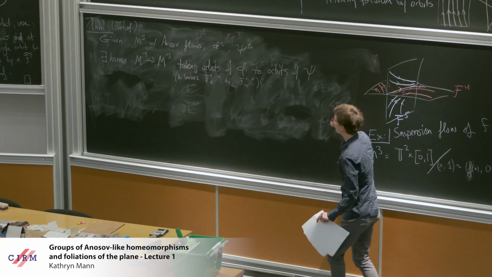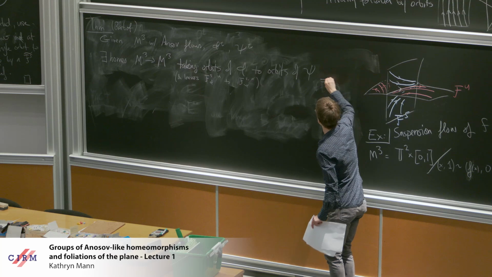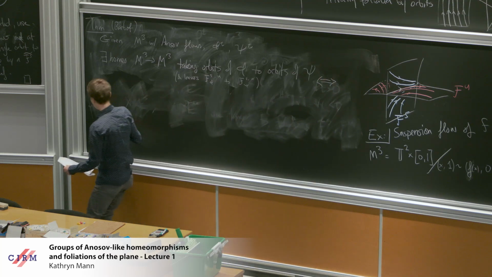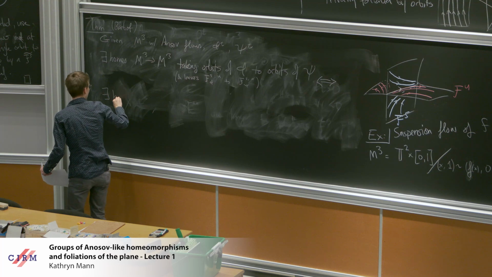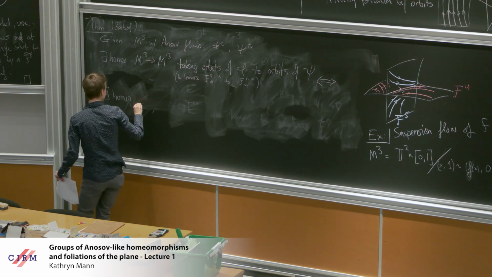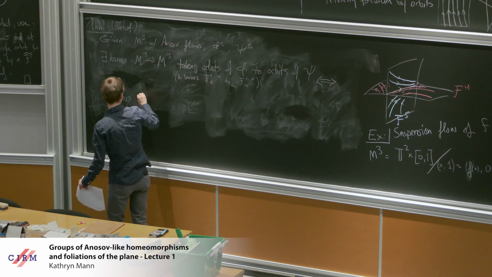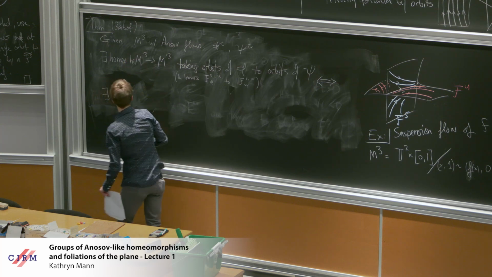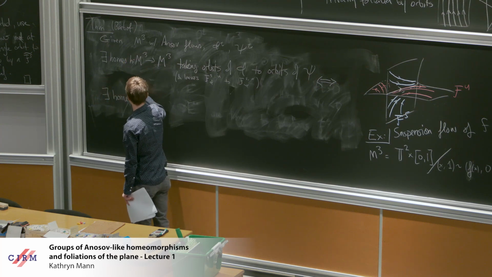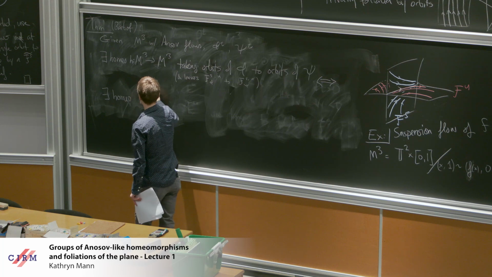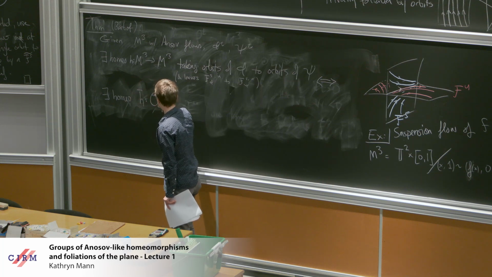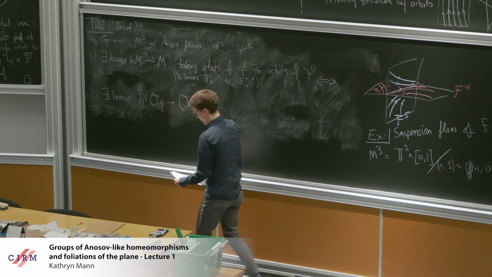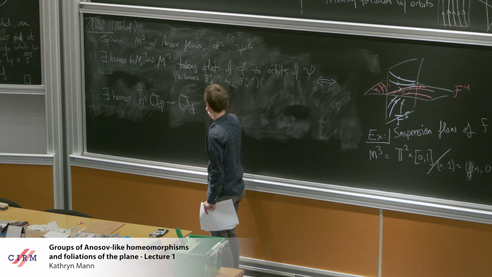Right. This happens if and only if there's a homeomorphism of the plane. Let's call it H. I'll call this one, suggestively, H bar, from the orbit space of phi to the orbit space of psi. Okay. So these are foliated planes.